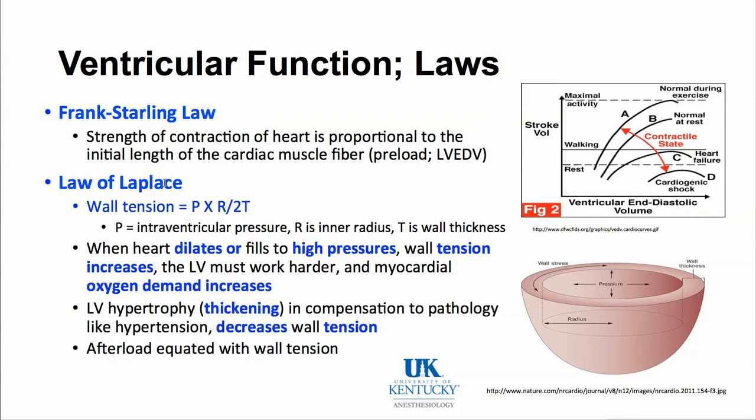But notice that in the denominator is wall thickness, and as the wall thickens, the wall tension actually goes down. So it's like as you grow muscle, the wall tension will go down. You can do more work without generating so much wall tension. And that is one of the compensatory pathologic mechanisms in LV hypertrophy, for example chronic long-standing hypertension, where thickening of the LV occurs and it decreases wall tension. But when the heart dilates or fills to high pressures, the wall tension will go up, LV must work harder, and oxygen demand increases will occur.